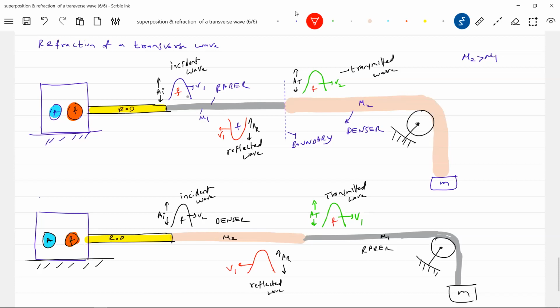So what is the conclusion we can make now? What will happen to the frequency of the wave when transmitted? It will not change. What happened to the frequency of the wave when reflected? It will not change. I agree with this. What happened to the phase of a wave when reflected? It may change, no? Because when reflected by a denser medium, there'll be a phase change. When reflected by a rarer medium, no phase change. Got it?